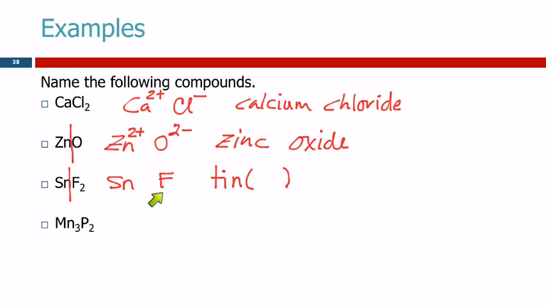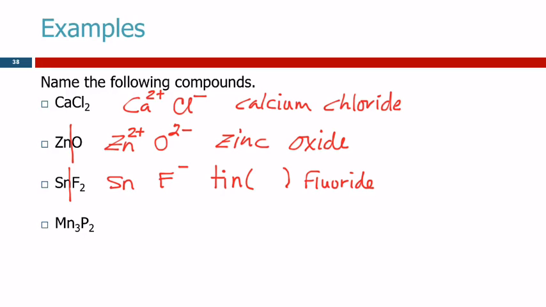F. What charge does a fluorine ion have? Negative 1. Because of its position on the periodic table. And what's the name of it? Fluoride. Remember, there's no flour in there. How can I figure out the charge on the tin?